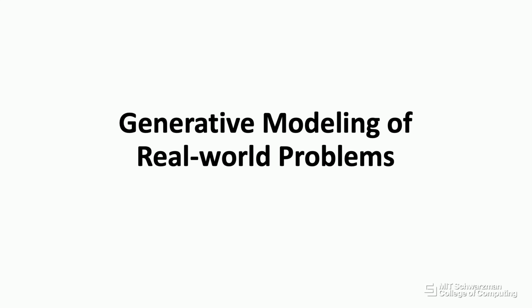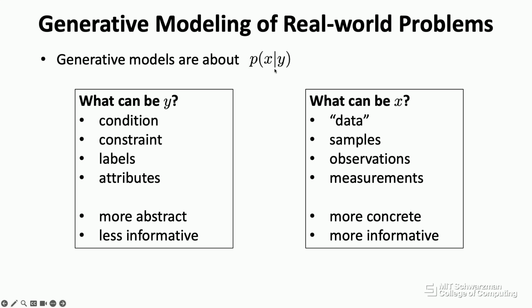Okay, then next I will talk about how we can use these mathematical models, or these theoretical models of generative modeling, in the context of solving real-world problems. So as we have introduced, the key problem in generative modeling is about this conditional distribution. So you want to model a distribution where conceptually you will be given the condition y, and it is about the distribution of your data x.